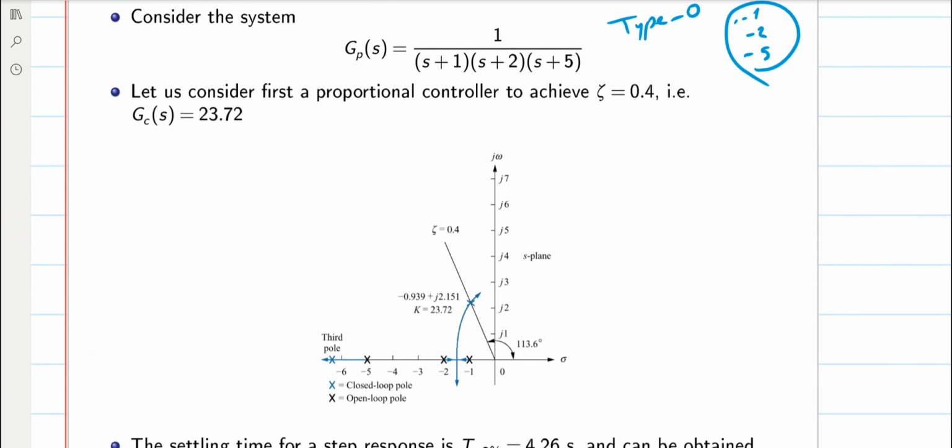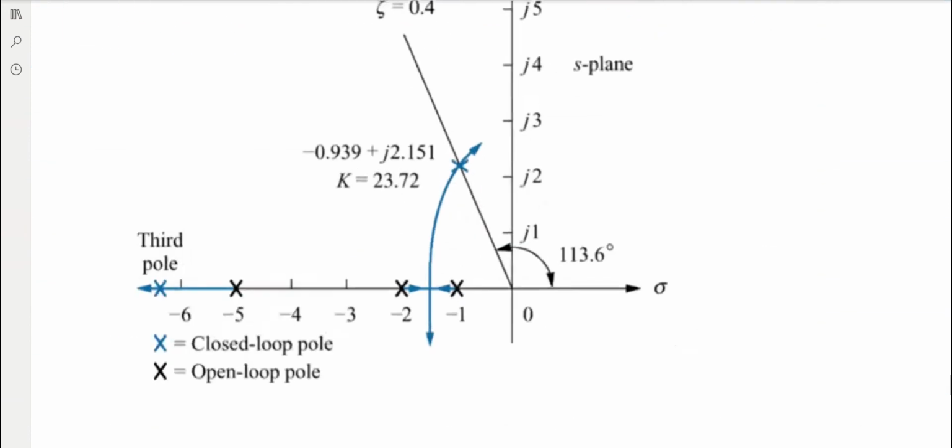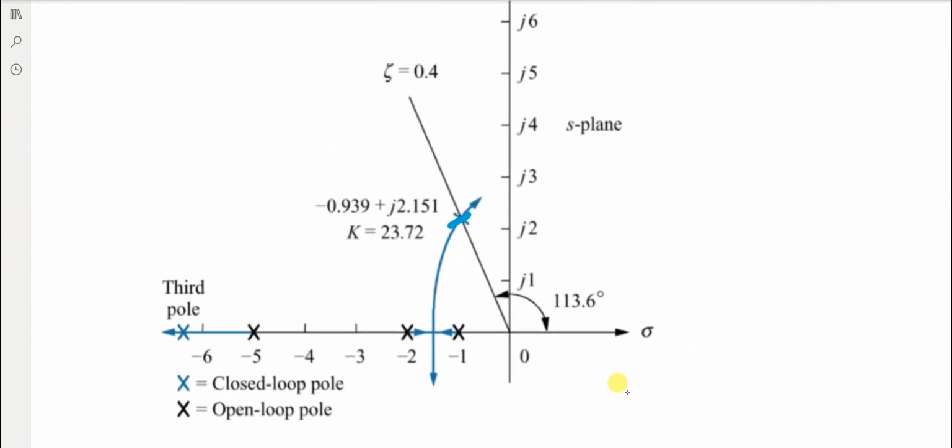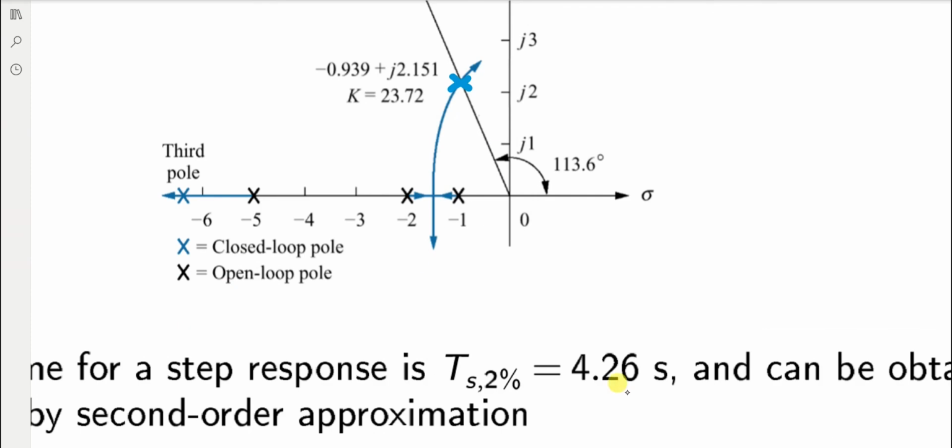First, we consider a proportional controller to achieve this value of zeta 0.4. For that, you can apply the RL tool in order to obtain the exact value for the controller, which will be equal to 23.72. So with that value of the proportional controller, the closed loop poles will be located in the form of complex conjugate in those places, and the third pole will be over here as well, on the real axis with the value of around -6.5.